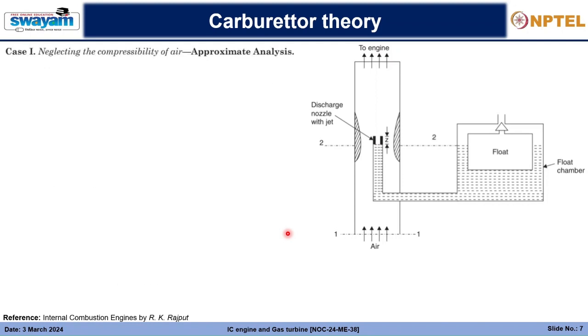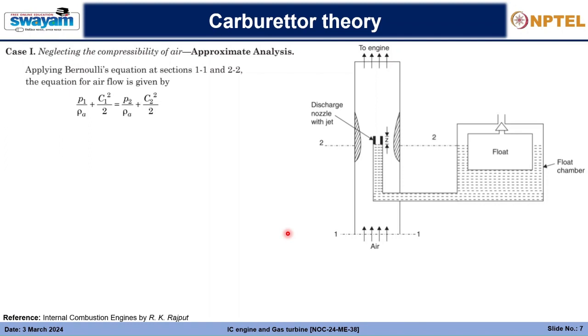So case one. We'll be neglecting the compressibility of air, which is the approximate analysis, and accordingly imagining air as an incompressible fluid. So we will solve Bernoulli's equation. We'll apply Bernoulli's equation at section 1-1 and 2-2. So this is section 1-1, this is section 2-2. So P1 by rho A, P1 pressure 1 by rho A, and C1 square by 2, where C1 is the velocity of air at 1. So this is the kinetic head, this is the pressure head.